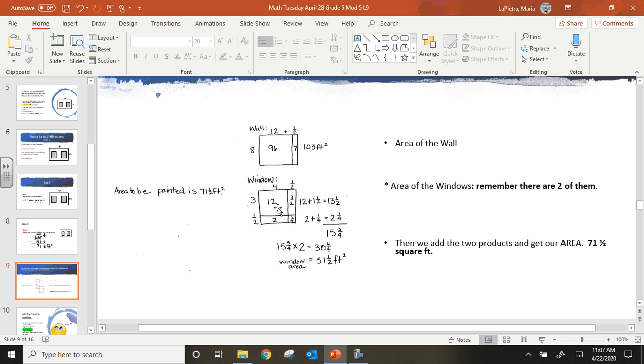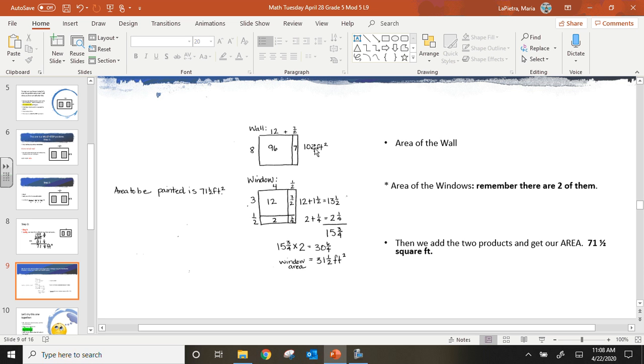3 times 4 is 12. A half times 4 is 2. 3 times a half is 3 over 2. A half times a half is 1/4. When we added all the products up, we got 15 and 3 over 4. And 15 and 3 over 4 times 2, because there were 2 windows, don't forget, we got 31.5 feet squared. You notice that it said 6 over 4 first. We had to divide that and then add our answer to the 30. So that brings us to 31.5.